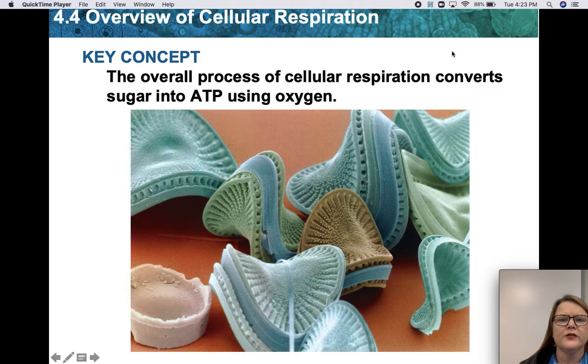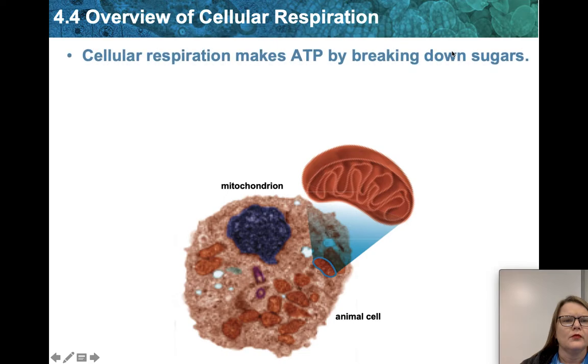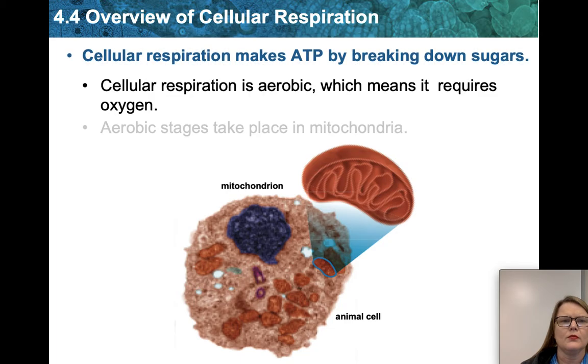The overall process of cellular respiration converts sugar into ATP using oxygen. Cellular respiration makes ATP by breaking down sugars. Cellular respiration is aerobic, which means it requires oxygen. Aerobic stages take place in the mitochondria.